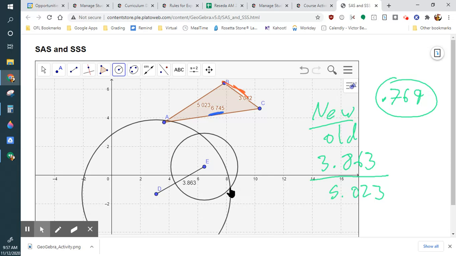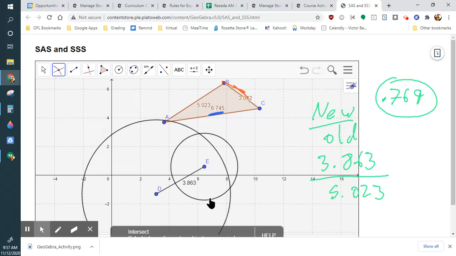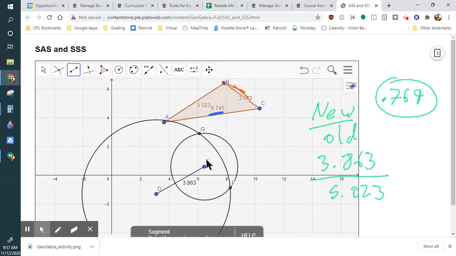I'm going to make it do this one. So you want to go to your point of intersection, click both of the circles. It marks a point for you, your point F. Now all you have to do is connect the dots, E to F, F to E. You have this triangle now.